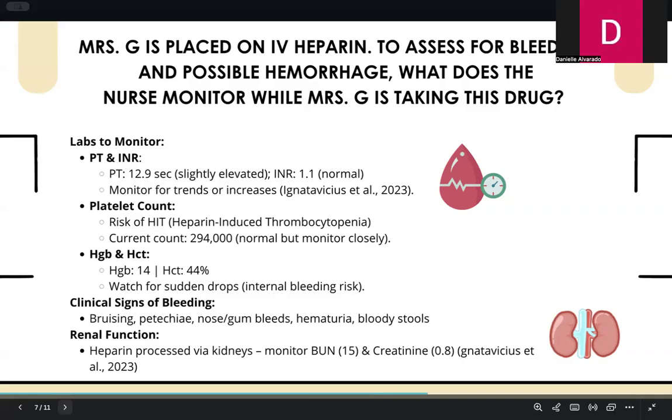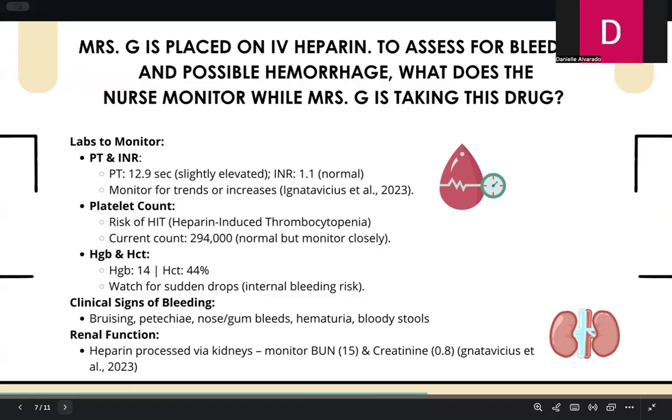These lab values help assess the blood's ability to clot, where a prolonged PT or elevated INR could indicate a higher risk of bleeding. So her INR value is 1.1, which is normal, and her PT is 12.9, which is slightly above the normal range, with the max being 12.5 seconds, but it's not above the critical value of 20 seconds. Regardless, both values need to still be continuously monitored during heparin therapy.